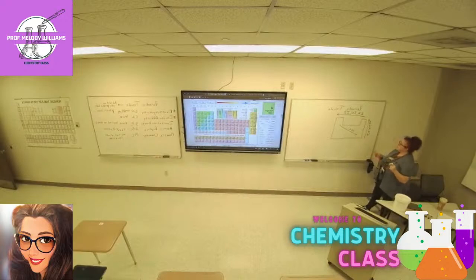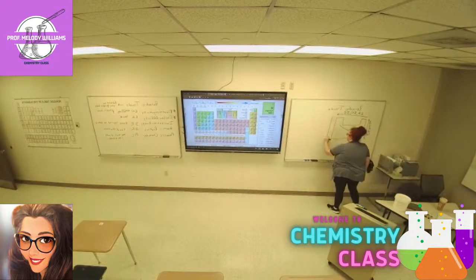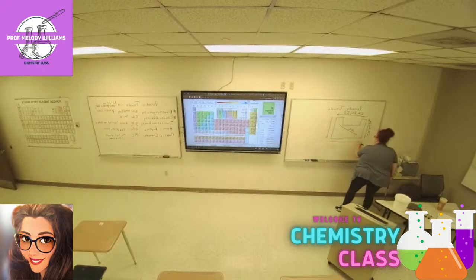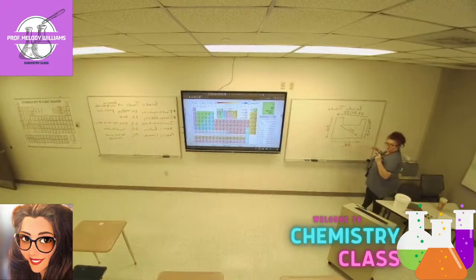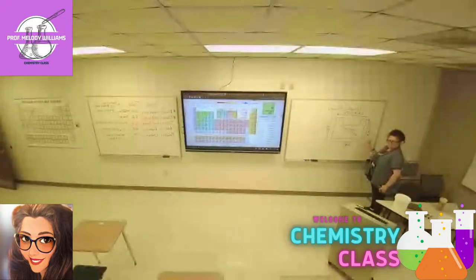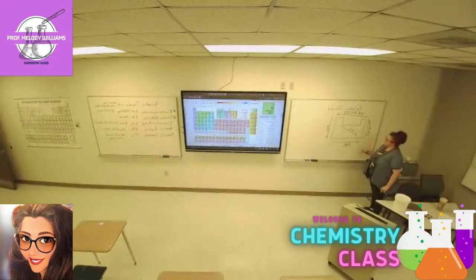All right, atomic radius. Atomic radius is this direction, down and to the left. So over here are our massive atoms. Big. We got to kind of think about that too. Atomic radius is kind of linked to these other things.